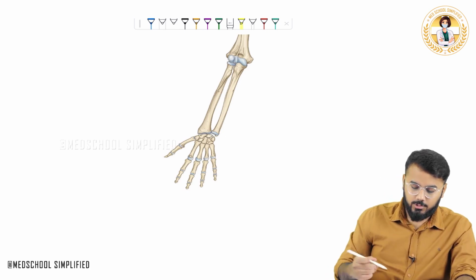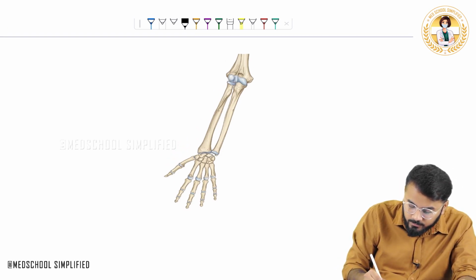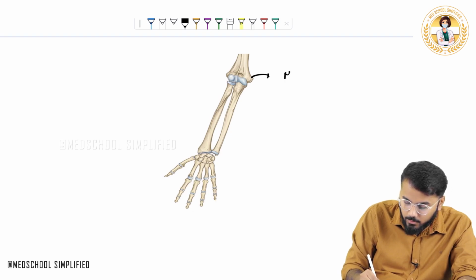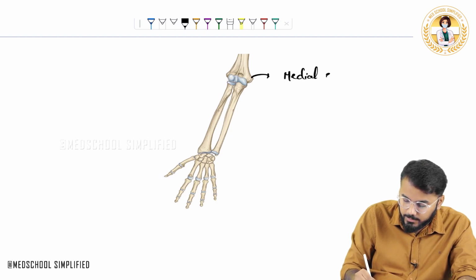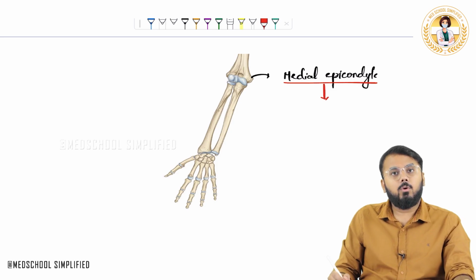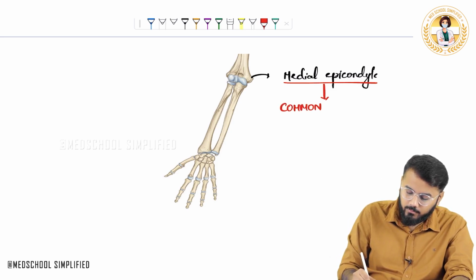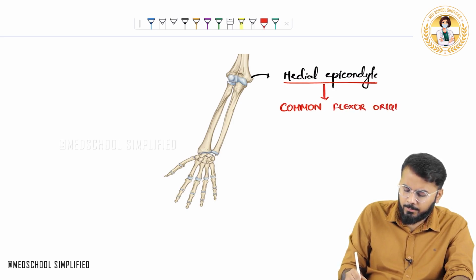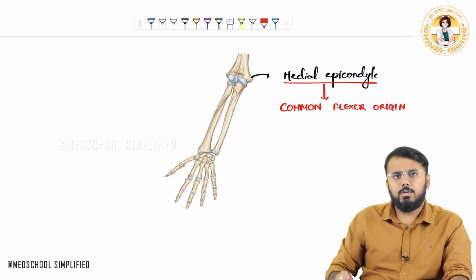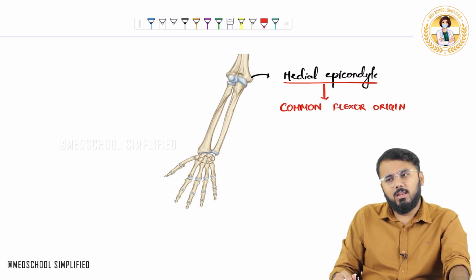Okay, there is also a question basically. So this one is the medial epicondyle, right? What did I tell you about the medial epicondyle? That the medial epicondyle is also called a common flexor origin. I am not saying that all the muscles originate from the medial epicondyle, but most of the muscles originate from it, leaving one or two.